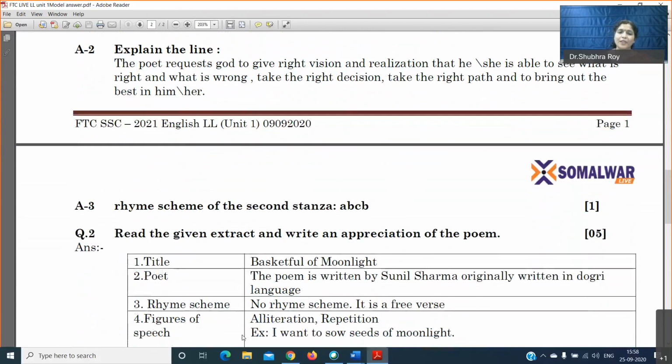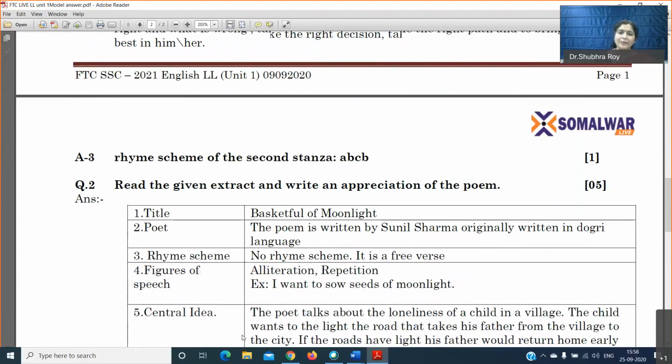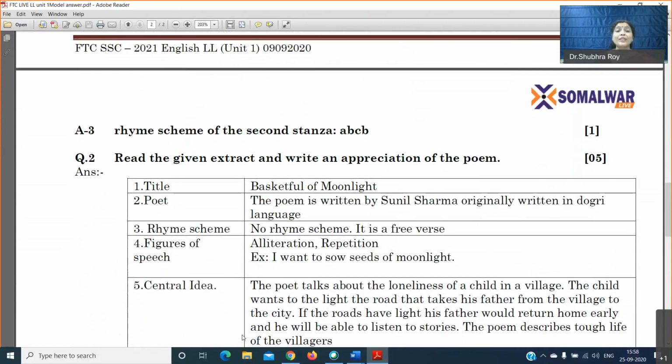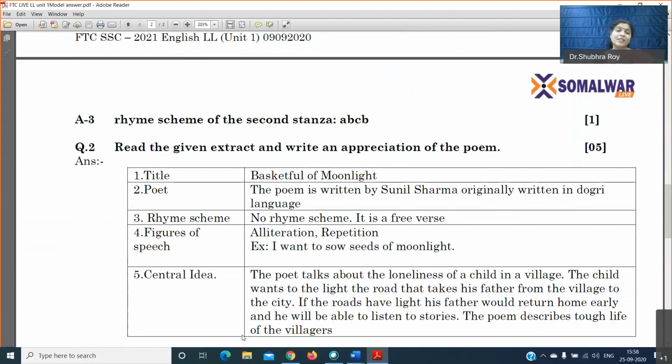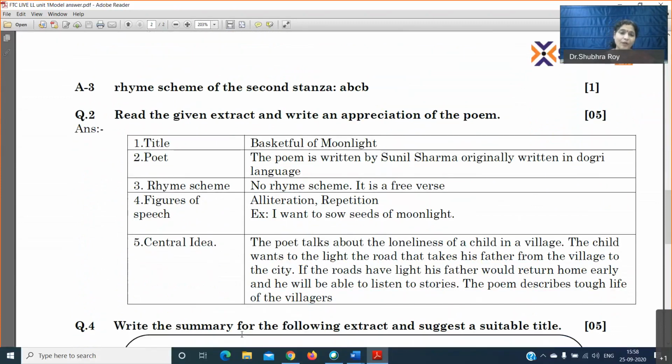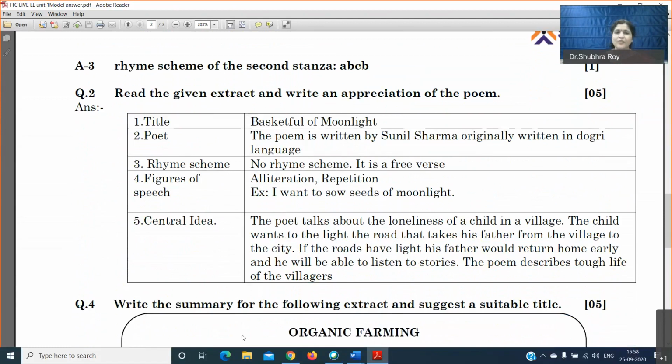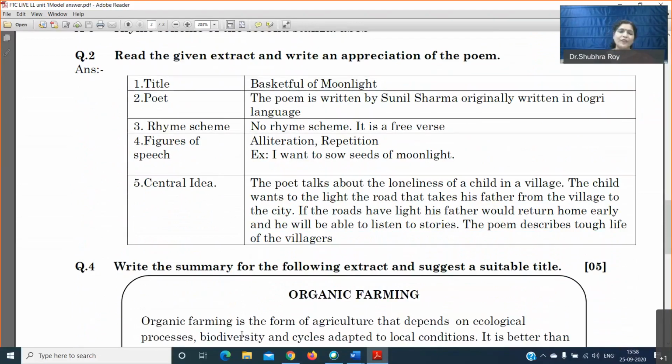Question number 2b, appreciation. While writing the appreciation, you have to follow this particular format which you can see on the screen, tabular form. Draw a table if possible. If not, you can write it in points, but draw a table and write like this. For this will fetch you full 5 marks.